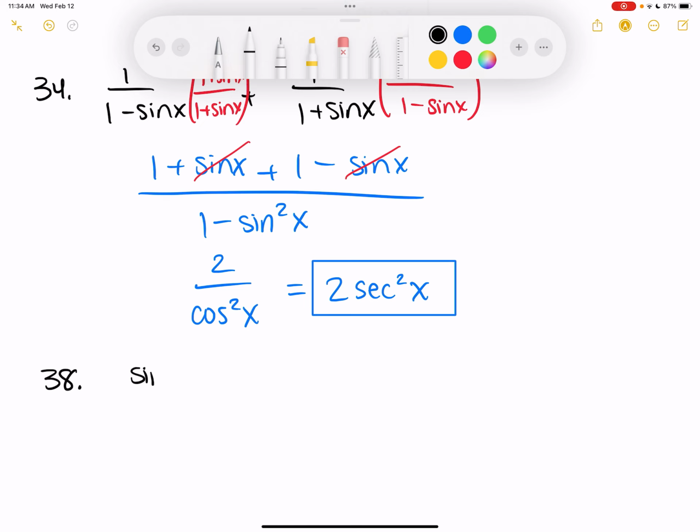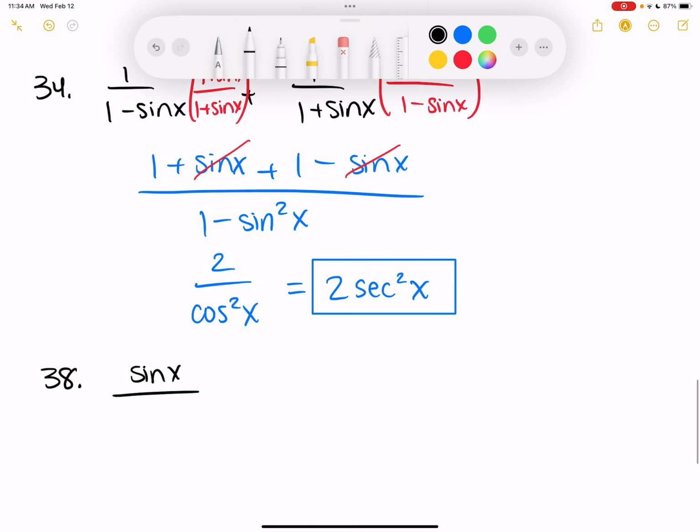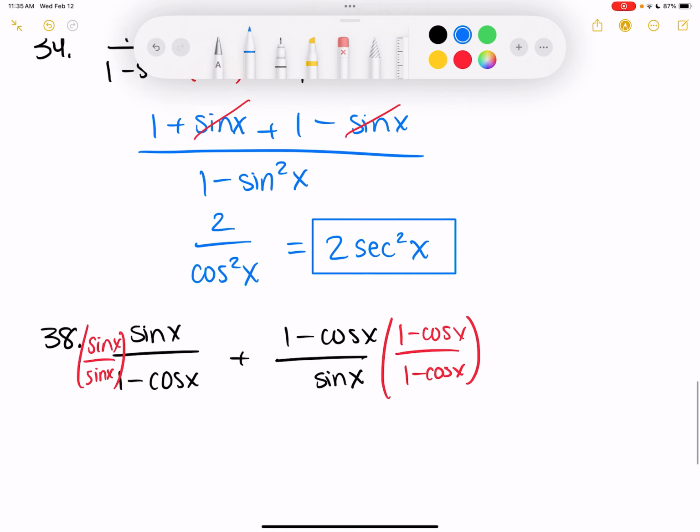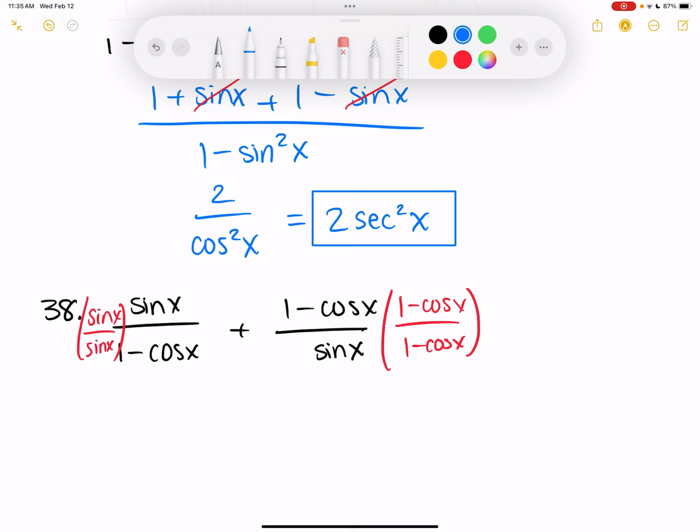Number 38: sine of x over 1 minus cosine of x plus 1 minus cosine of x over sine of x. So I need a common denominator. I'm going to multiply the left one by sine of x, and multiply the one over here by 1 minus cosine of x. So I'm going to go ahead and write this as one fraction because they have a common denominator now.